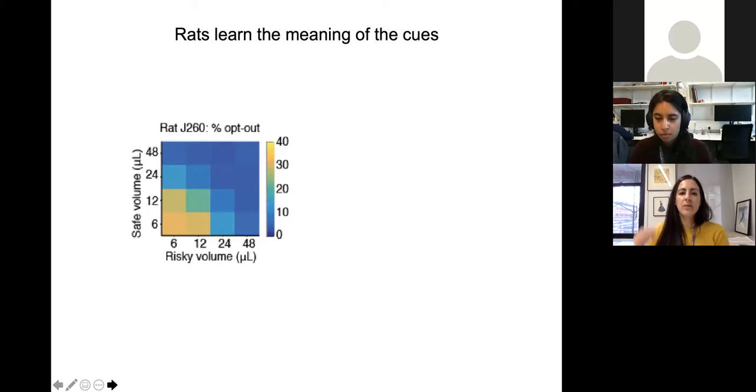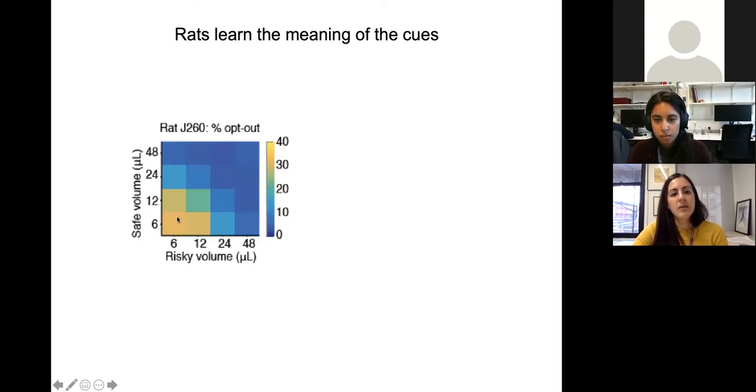So the rats were supposed to keep their nose in the center port until the end of the cue period. But sometimes they withdrew their nose prematurely, and we call those violation trials or opt-out trials. And it turns out that they didn't do that uniformly across trial types. Here I'm showing for one rat the probability of violating or opting out as a function of the reward offered on the risky side and the safe side.